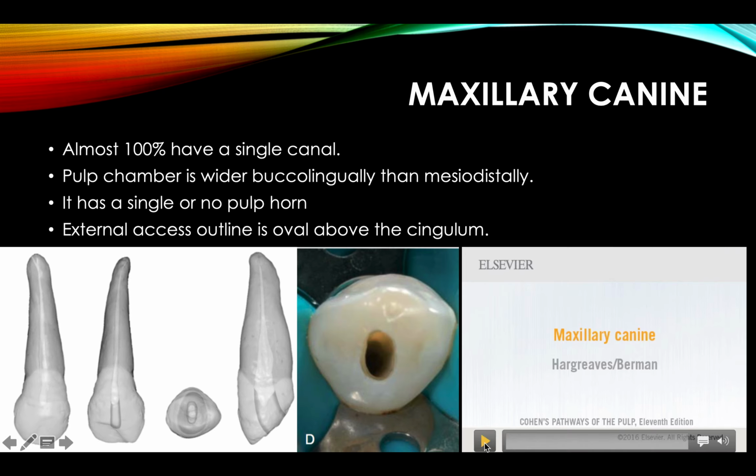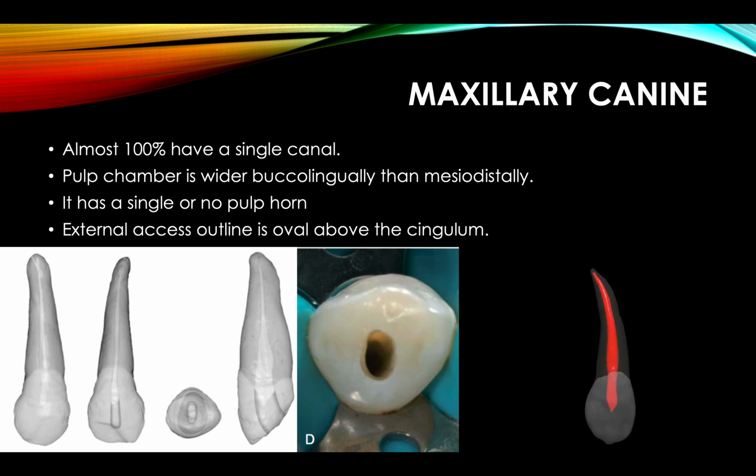Now, moving on to the maxillary canines. The maxillary canines, in almost all cases, have one canal. The maxillary canine has the longest root within the maxillary teeth. The pulp chamber is wider buccolingually, unlike the maxillary lateral and central incisors.